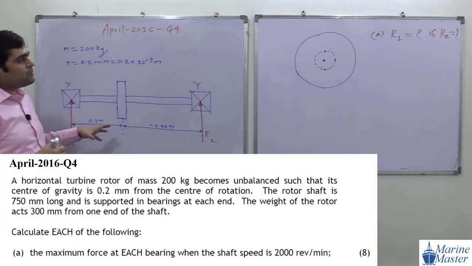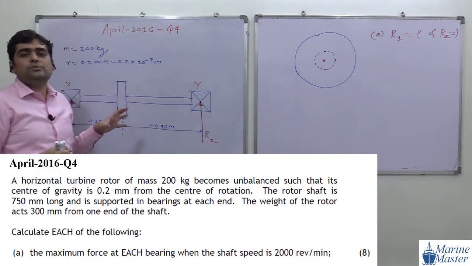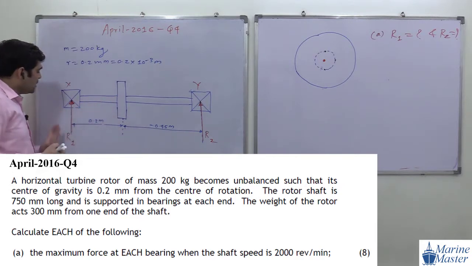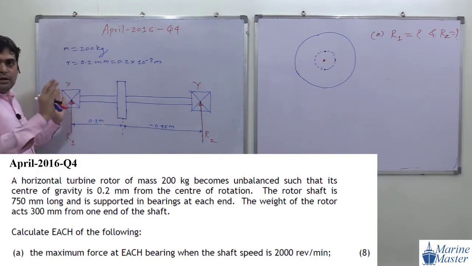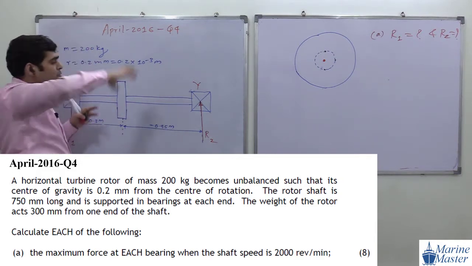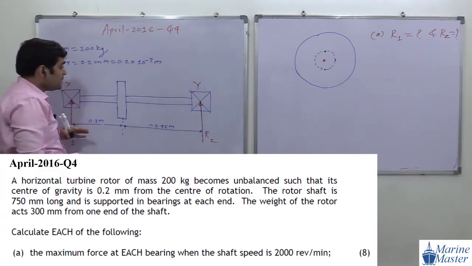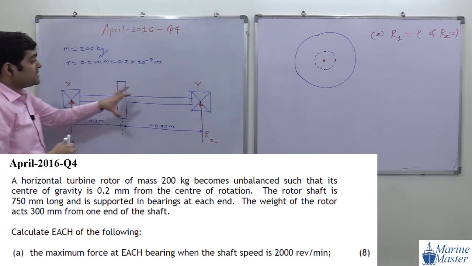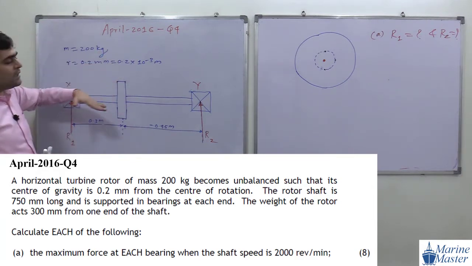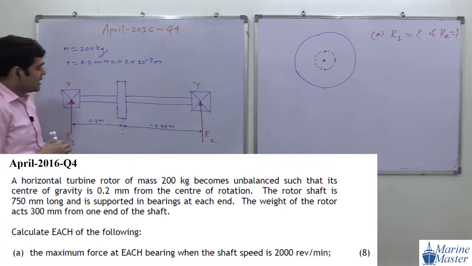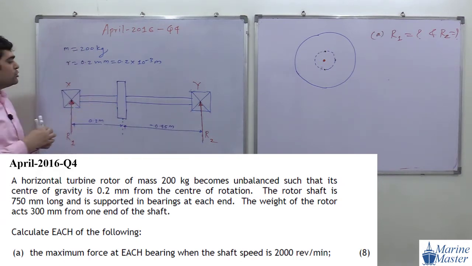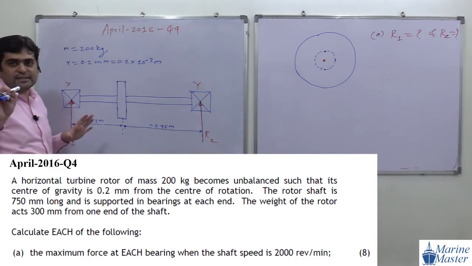Due to the unbalanced force, a reaction force will develop. If the reaction force does not develop, this rotor will go away from the shaft. But the bearing will oppose that force, and due to that opposition, reaction forces develop. Means these bearings are like supports to this shaft. Are you getting my point, guys? Any doubt in this discussion?